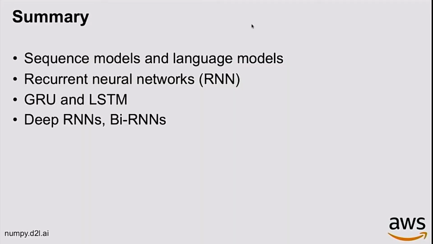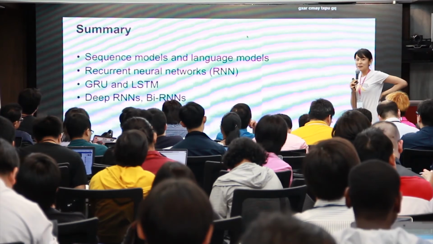So here's a summary. I think I finished it only 5 minutes ago, right? Okay. Any question for bidirectional RNN, deep RNN, etc.?